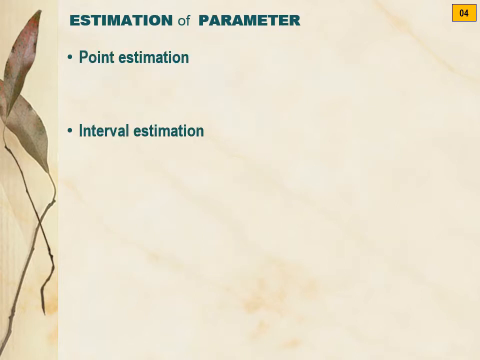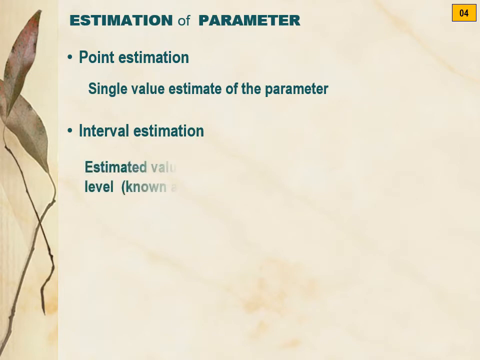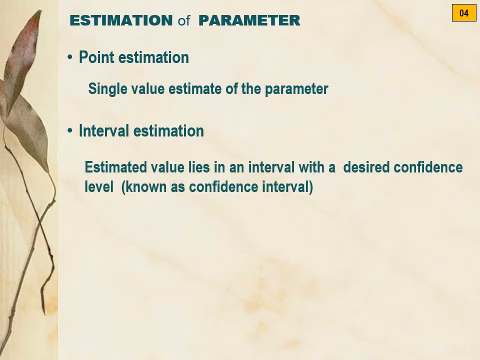Slide number 4. The estimation of parameters can be classified into two categories: point estimation and interval estimation. Point estimation means if we give one value and we say that this is the estimated value, that is a single value estimate of the parameter, known as point estimation. We are not going to deal with this one. It involves very hectic formulas. We are going to work on interval estimation.